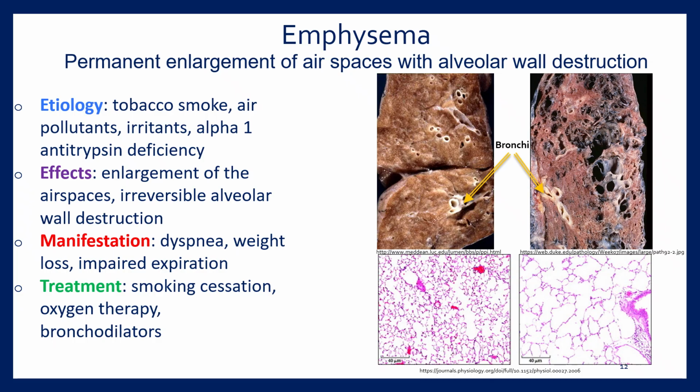Key histology comparison. So if you see thick bronchial walls and mucus, think bronchitis. Enlarged alveoli and missing septa, think emphysema. Both together are components of COPD.